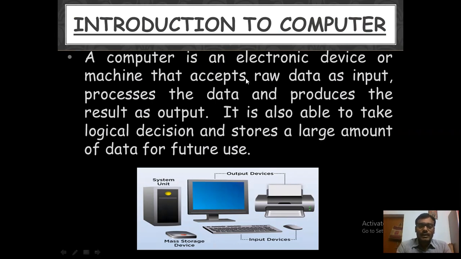In this definition, it is written that it is an electronic device or machine that accepts the raw data as input. Means with the help of keyboard or mouse or any type of input device, you can input the raw data into the computer. The data goes to the processor. The CPU of the computer processes the data and produces the result as output. And the result is displayed on the output unit like monitor or printer.